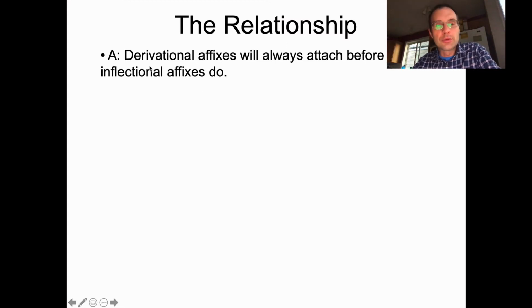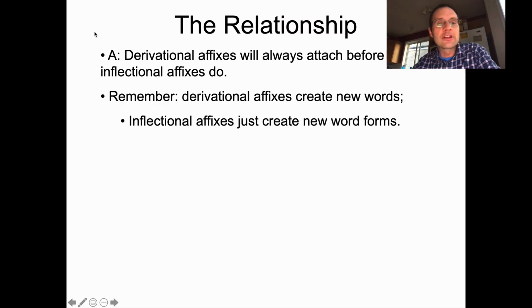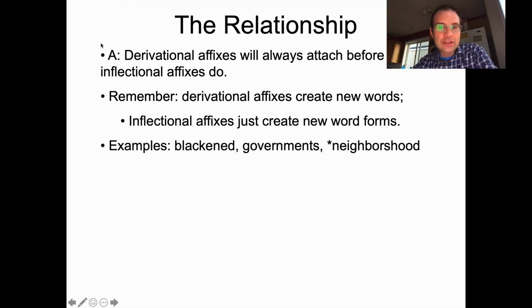And you create a new word with the derivational affix, and then you create the inflectional affix on top of that. Or so you create the word form on top of that with the inflectional affix. So I'll give you some examples here where we see it working in both the correct way and the incorrect way. So we've seen this word blackened before.